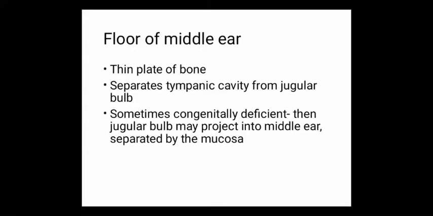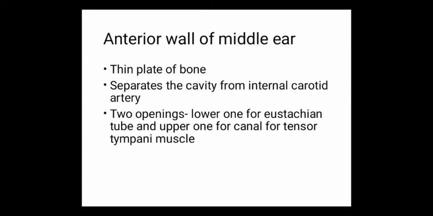by the mucosa. Anterior wall of middle ear is also formed by a thin plate of bone. It separates the cavity from internal carotid artery. It has two openings, lower one for eustachian tube and upper one for canal for tensor tympani muscle.